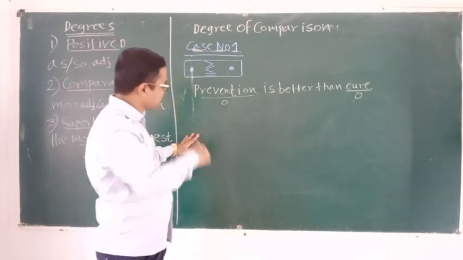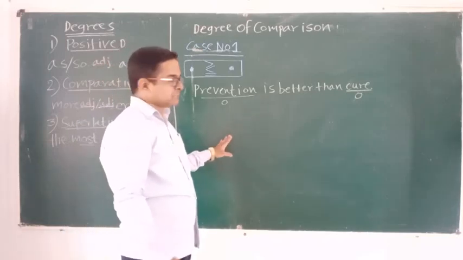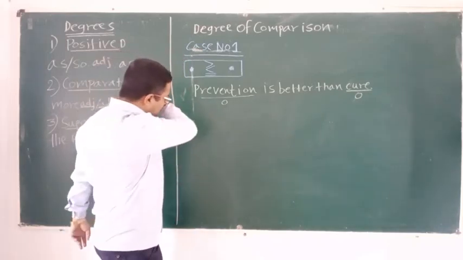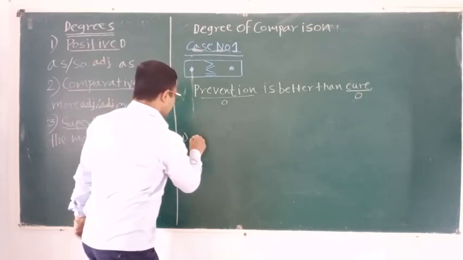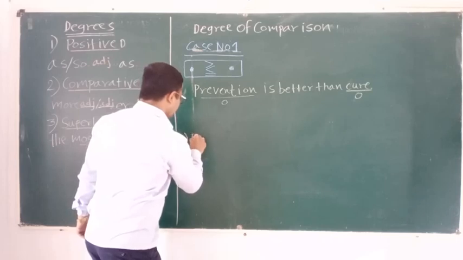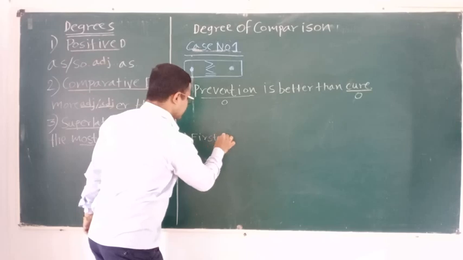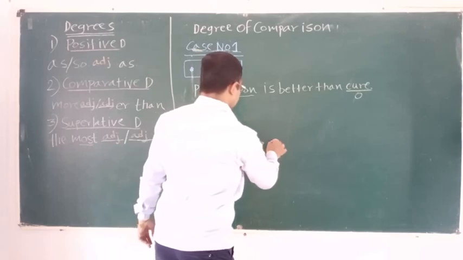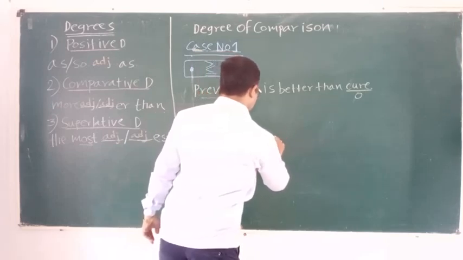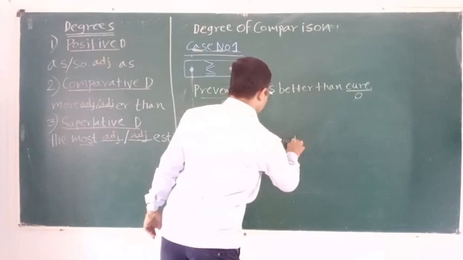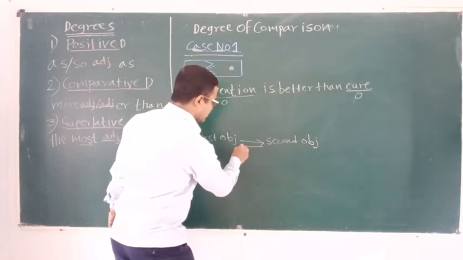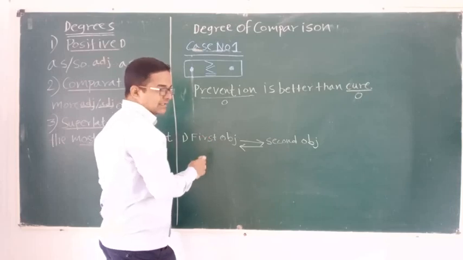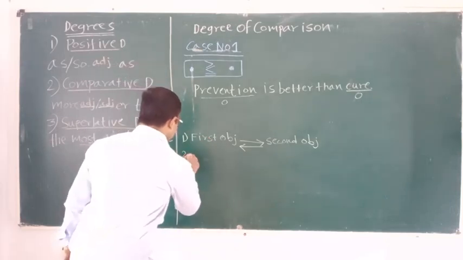For example, it is very easy. The first rule: the first object comes at the second object's place, and the second object comes at the first object's place.